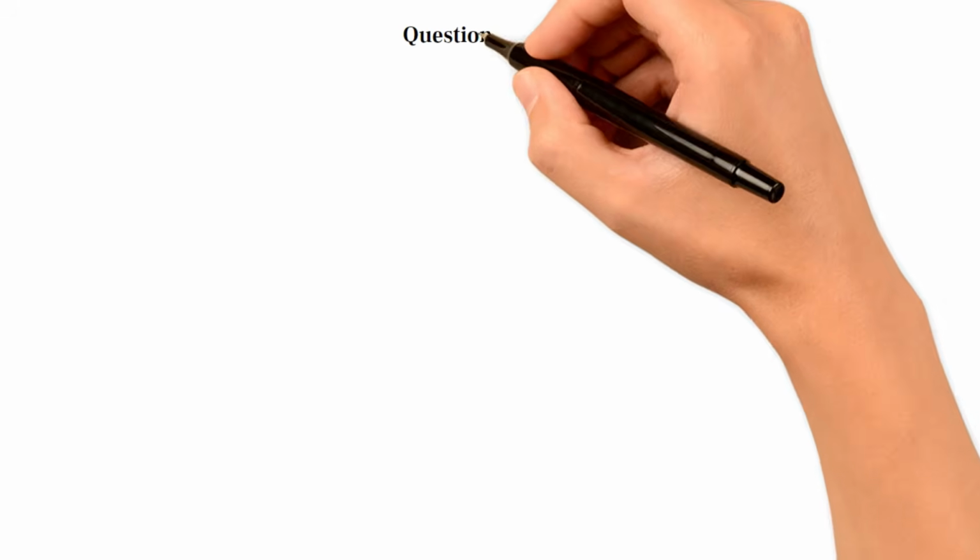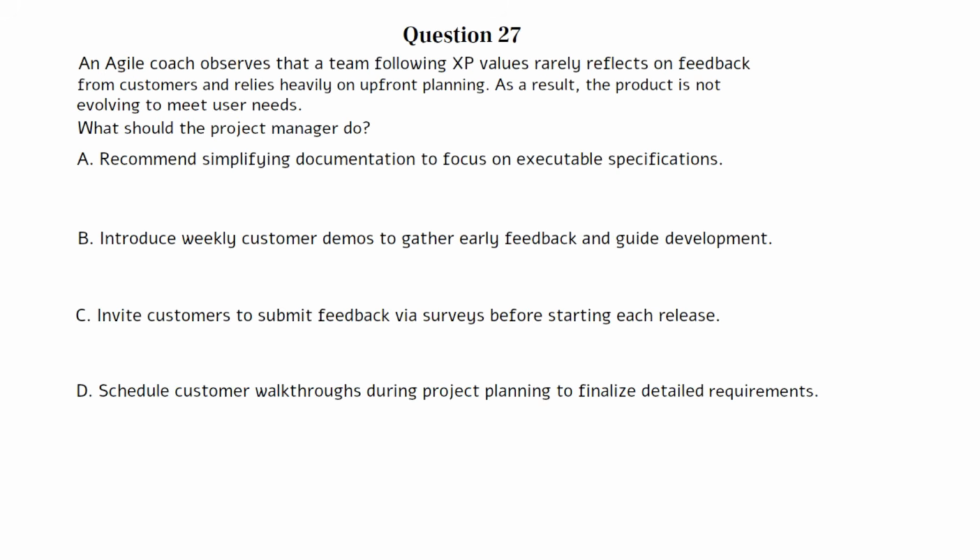Question 27. An Agile coach observes that a team following XP values rarely reflects on feedback from customers and relies heavily on upfront planning. As a result, the product is not evolving to meet user needs. What should the project manager do?